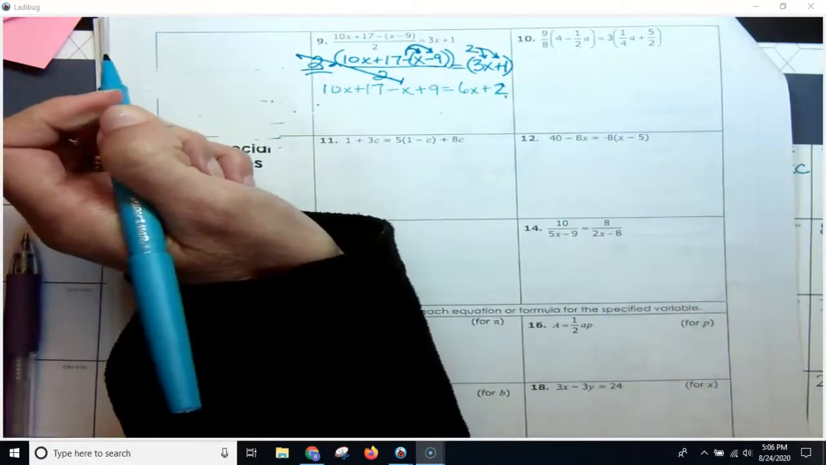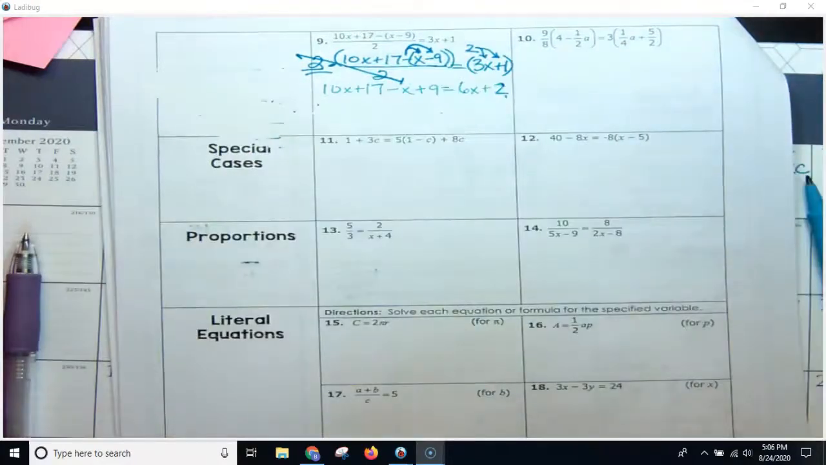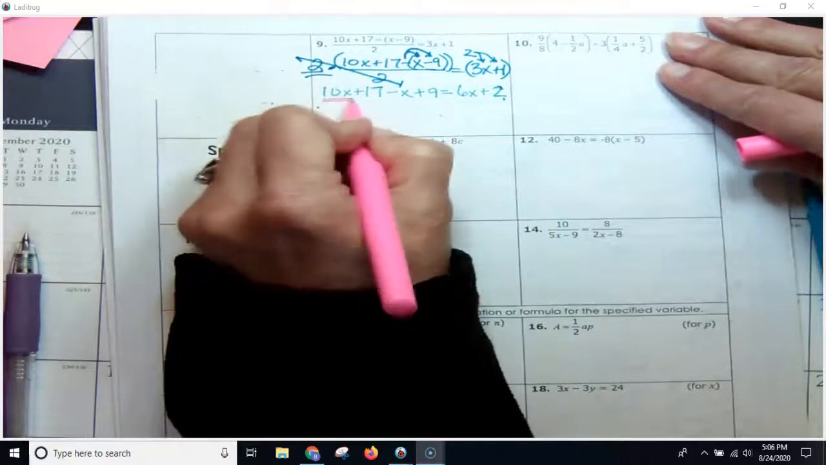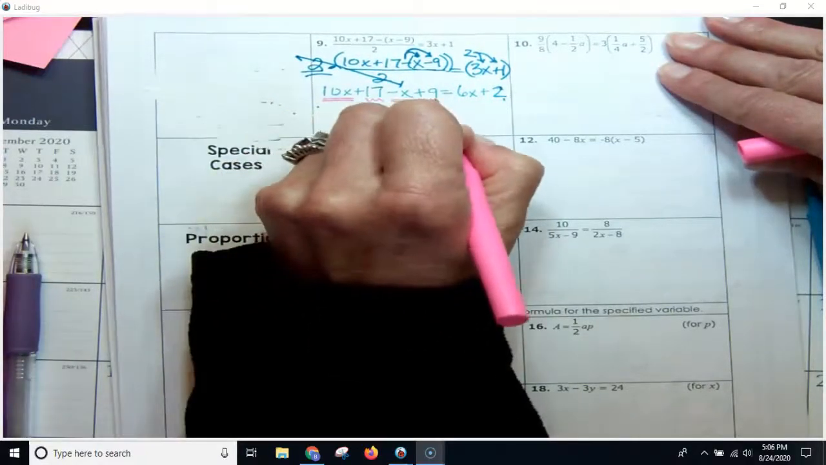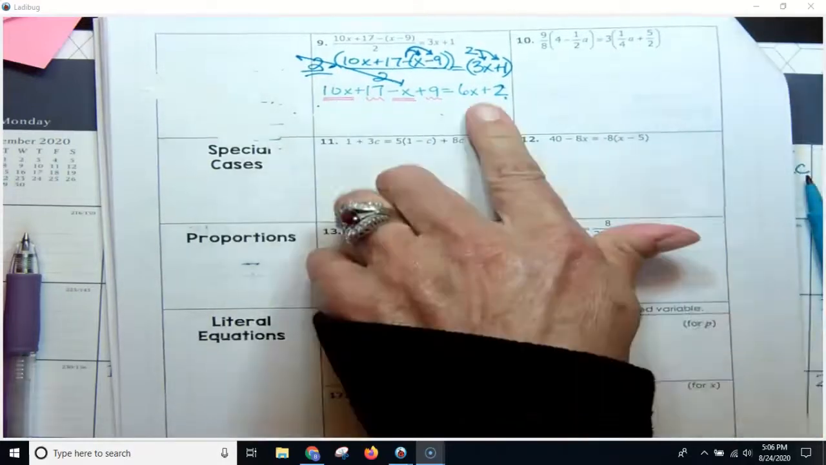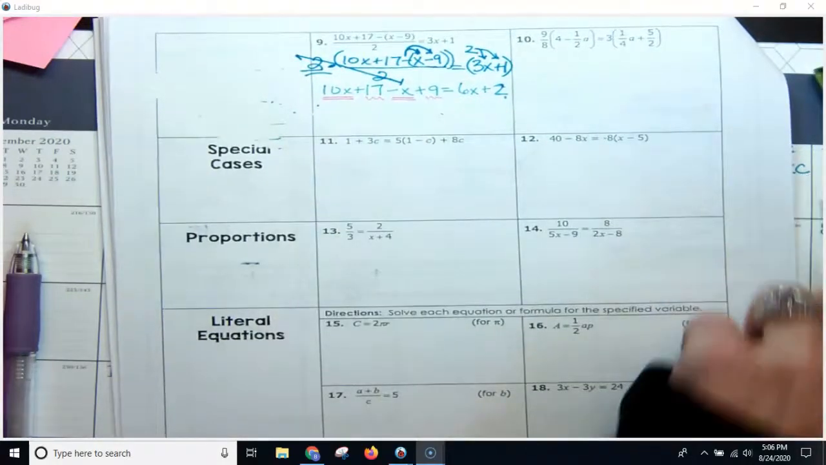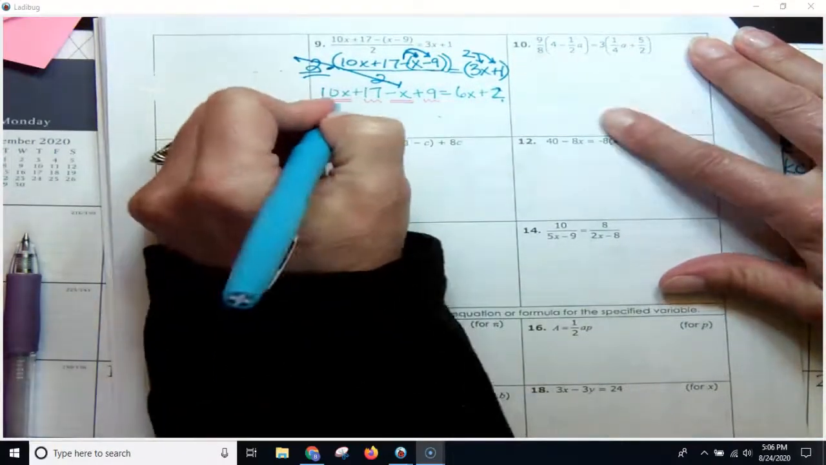All right, now I've got to combine my like terms. So I'm going to look at my terms and say which ones need to be combined. Well, I've got an x term here and an x term here. I've got a constant here and a constant here. On this side, I'm good. I don't need to combine any like terms because there's just 2 and they're not the same.